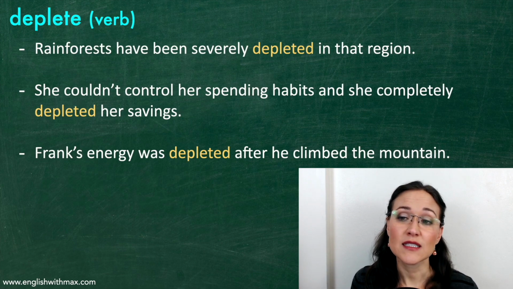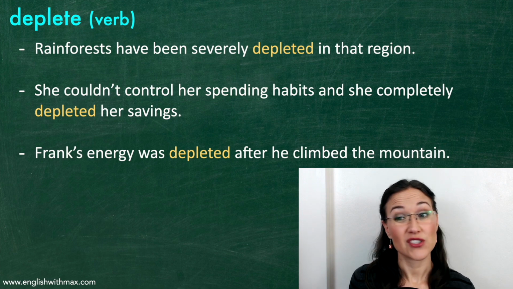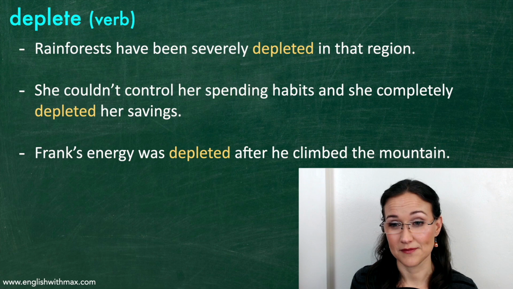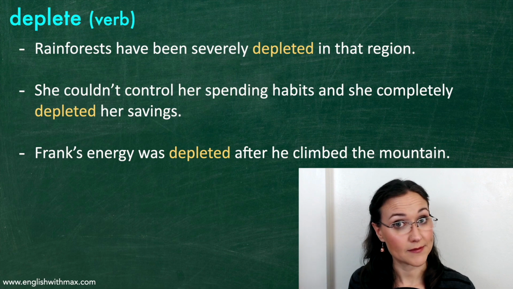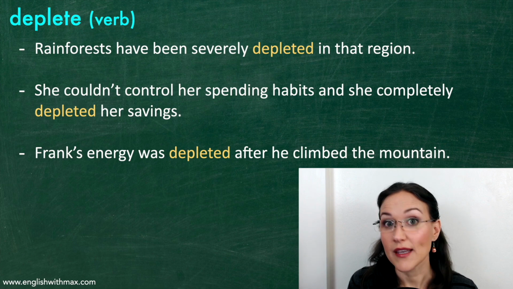Rainforests have been severely depleted in that region. She couldn't control her spending habits and she completely depleted her savings. Frank's energy was depleted after he climbed the mountain. It was actually a hill, but Frank insists that it was a mountain.